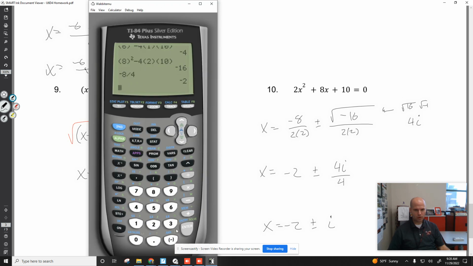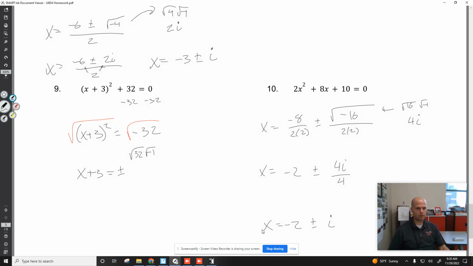I'm going to take 32, start dividing it by perfect squares like 16. Oh, so 16 times 2 is 32. So root 16 times root 2 is root 32. Root 16 is 4. Root 2 does not simplify. Root negative 1 is i. 4 root 2i. It is not a nice number that we can combine with x, with this plus 3.